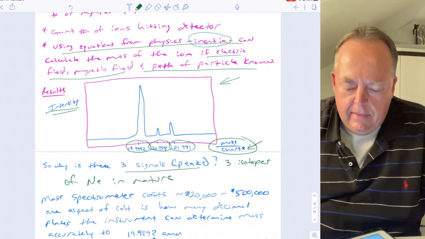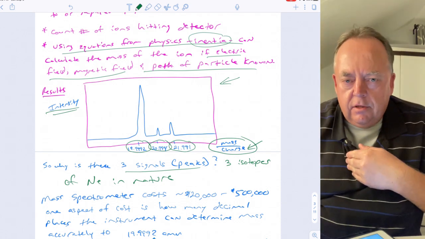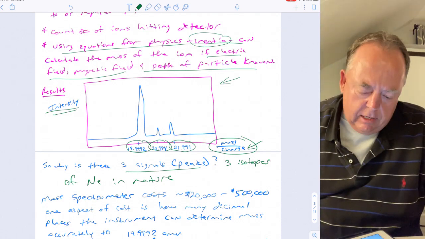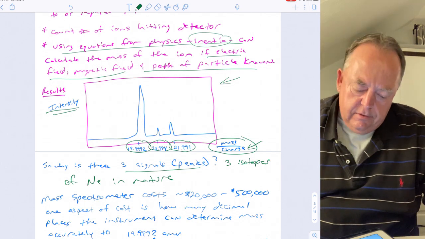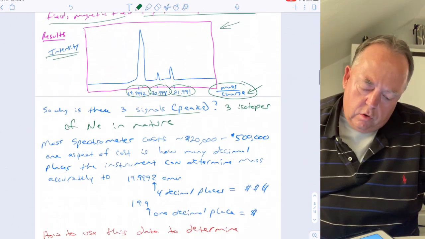And they each have different mass, and the mass spectrometer can separate them out. And we'll explain in just a minute how it can separate them out.